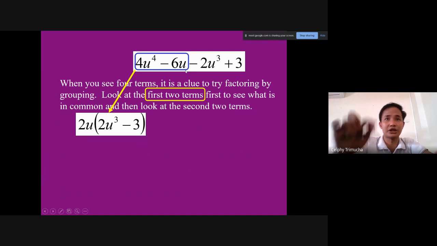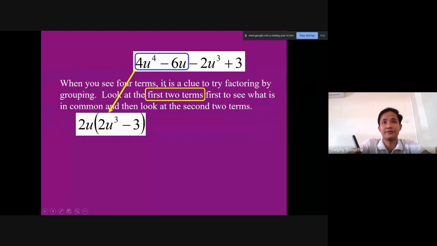Pwede tayo ka-factor out anong common sa ila. So we have common sa ila is 2u. So we have factor 2u raised to 3 minus 3. So, kung i-factor ta, 4u to the 4th minus 6u, mabili na lang 4 divided by 2 will be 2, u to the 4th divided by u. So, mabili na lang u cubed minus 3.